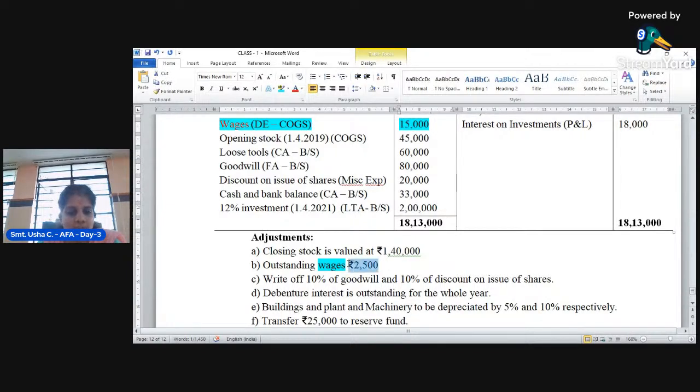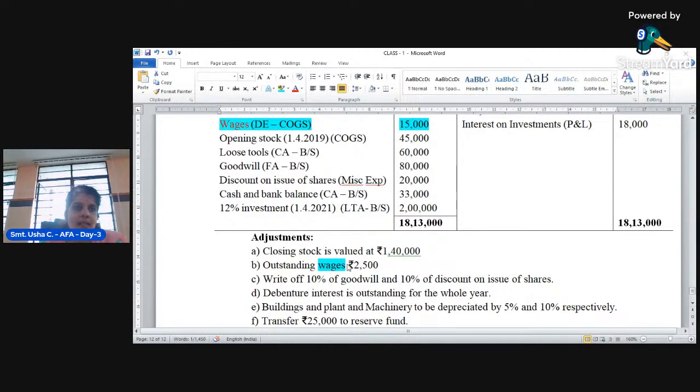Then again this 2,500 rupees of wages will be taken on the liability side of the balance sheet as a current liability. Why? Because this is a liability for the company to make the payment of wages to the laborers. The company has not yet paid, but it is a liability for them to make the payment of wages. Understood? Next, write off 10% of goodwill and 10% of discount on issue of shares.